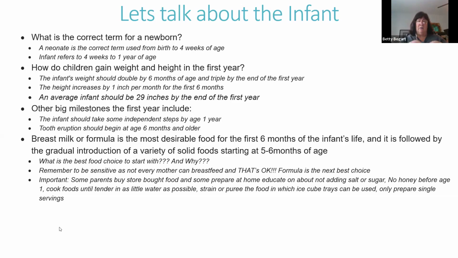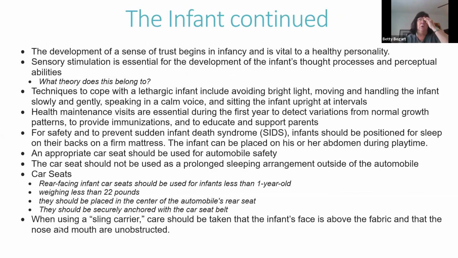Food should be cooked until it's tender with the littlest water you possibly can. Because you want nutrition, you don't want water, empty calories. So you should strain it so that you only get the food, put it in an ice cube tray, and you take one at a time. You only need 1 tablespoon of food per year of age. That's all they need, and that's essential for knowing your toddlers.